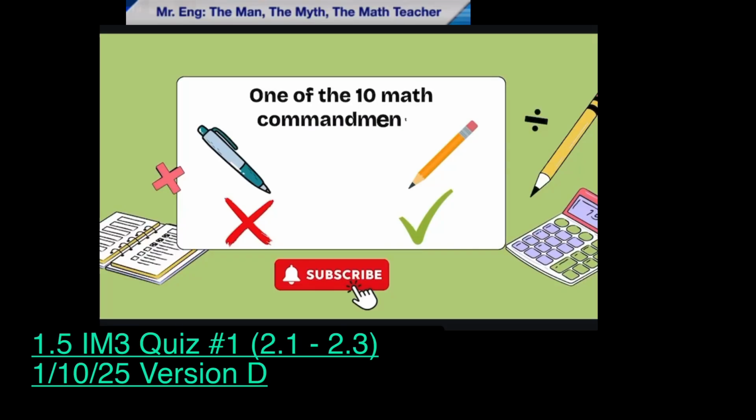This is one of the 10 math commandments. Thou shalt not write on paper with ink.